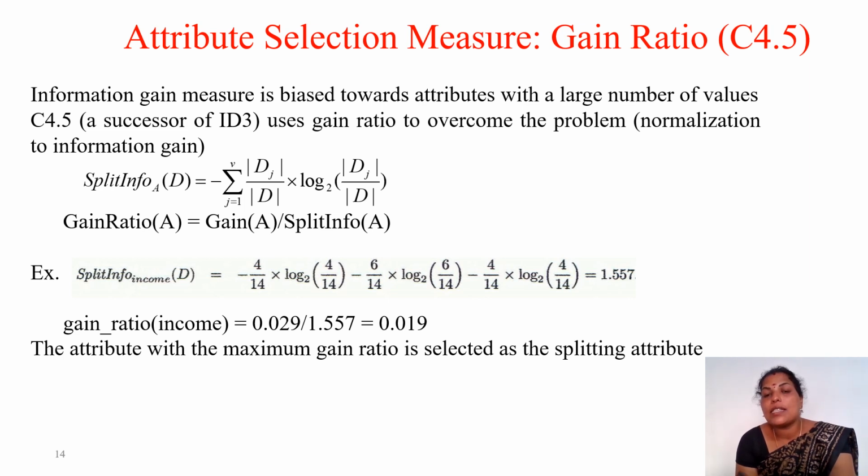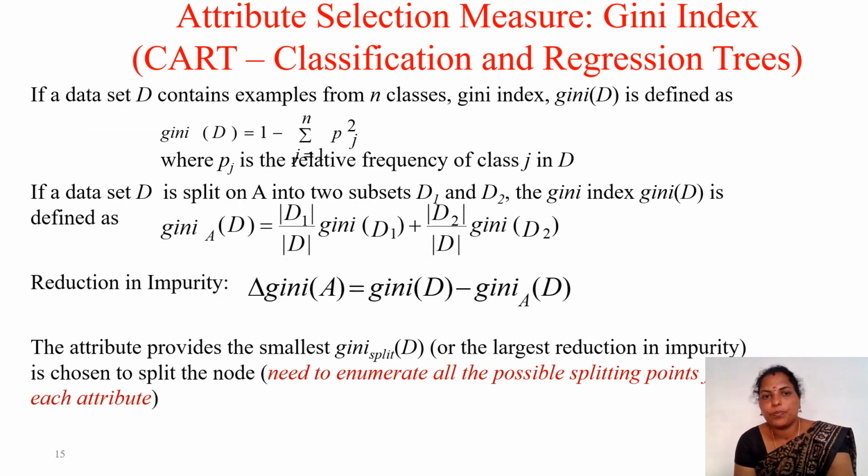The attribute with the maximum gain ratio is selected as the splitting attribute. We compute the gain ratio for all the attributes, and whichever attribute has the maximum gain ratio, that attribute we make the split attribute and construct the decision tree. An example is given in the textbook, so please go through the textbook for this gain ratio also.